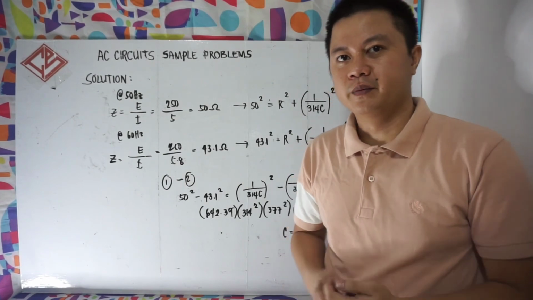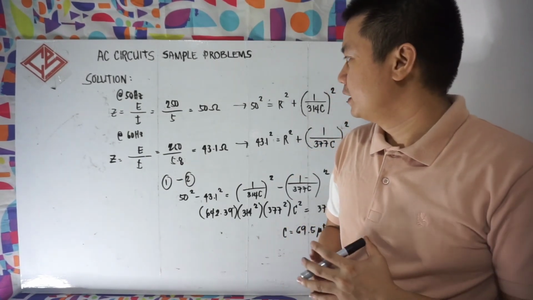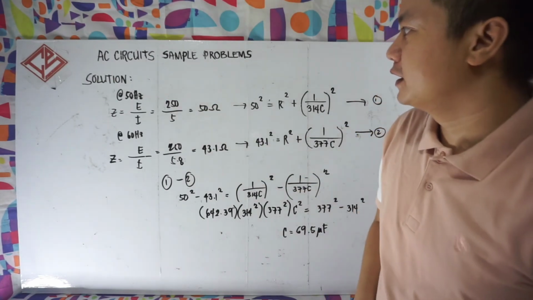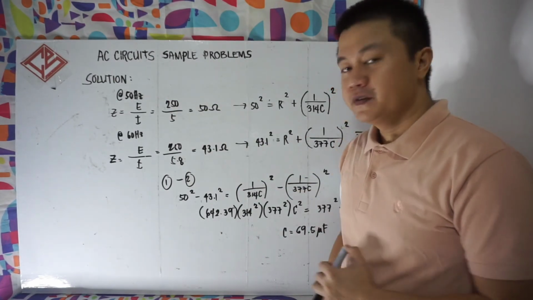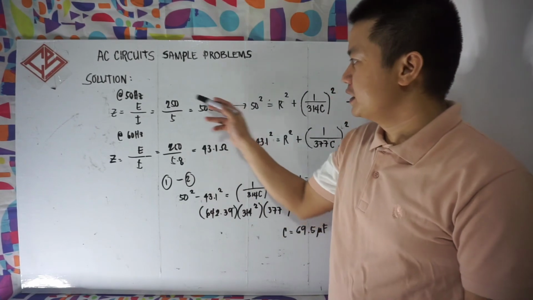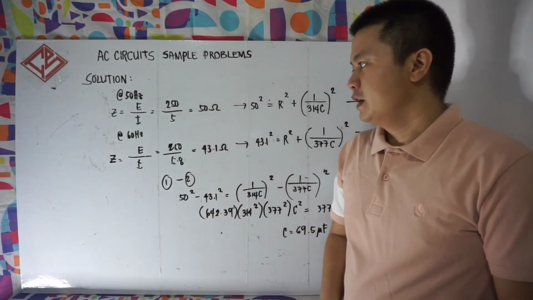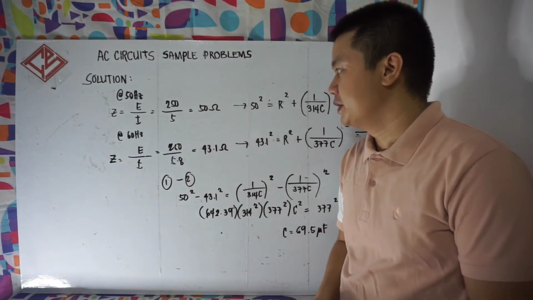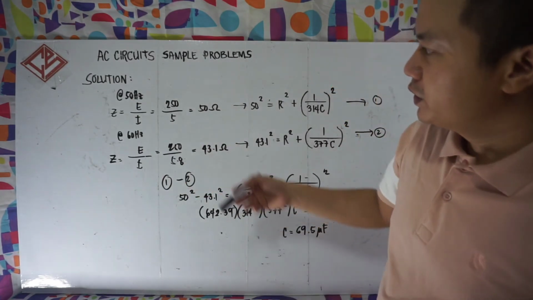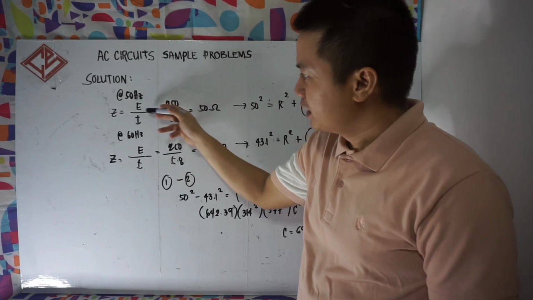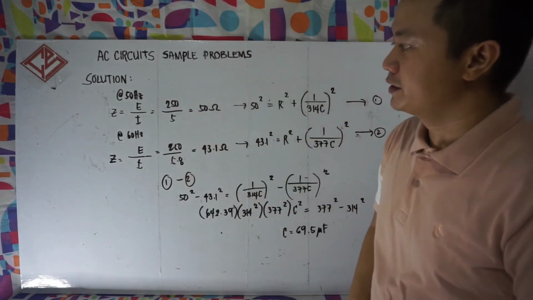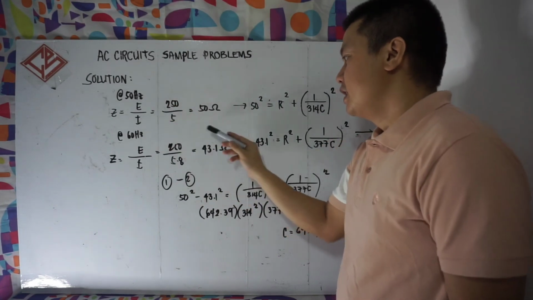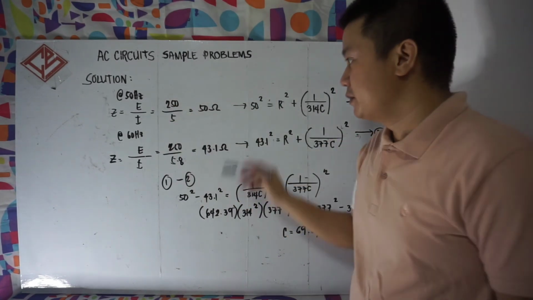For this problem, we are given an RC circuit. So at 50 Hz, you have 250 volt as source. The current drawn is 5 amperes. And at 60 Hz, the current drawn is 5.8 amperes. So we know that your impedance is equal to the voltage over the current. So you will have 50 ohms as your impedance at 50 Hz and 43.1 ohms as your impedance at 60 Hz.